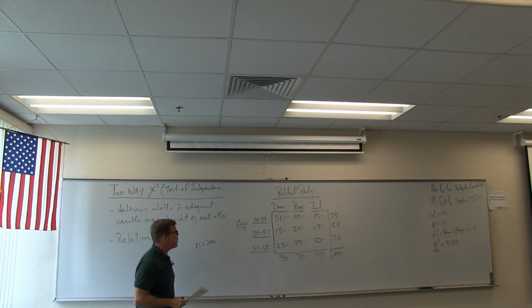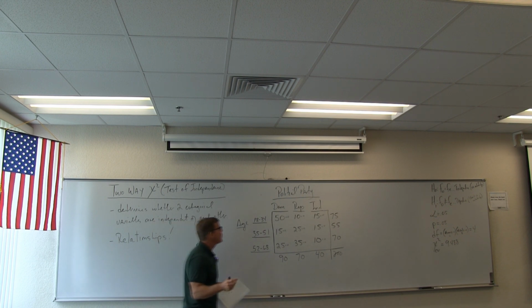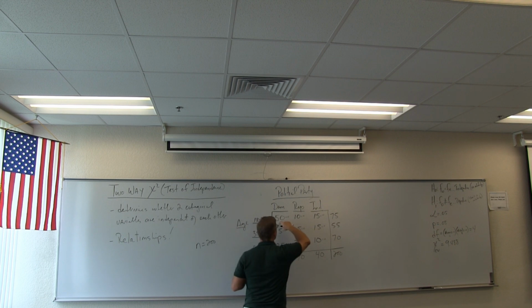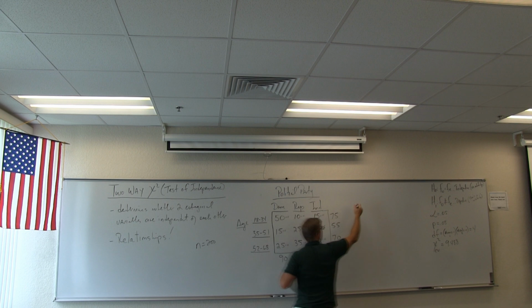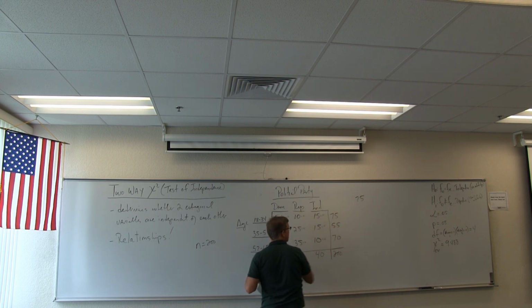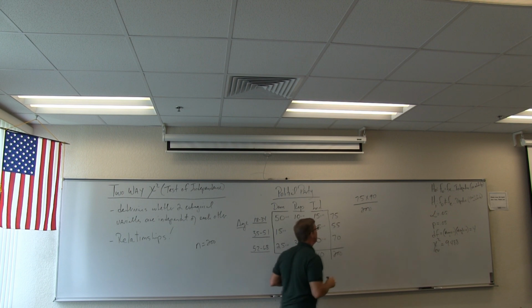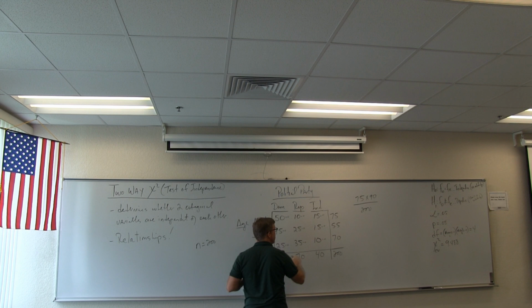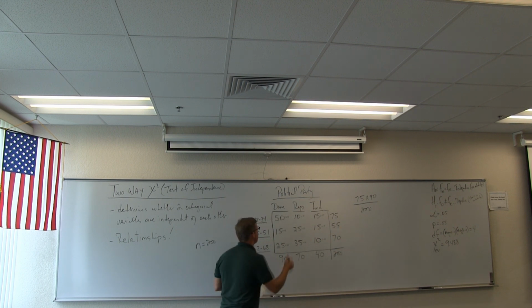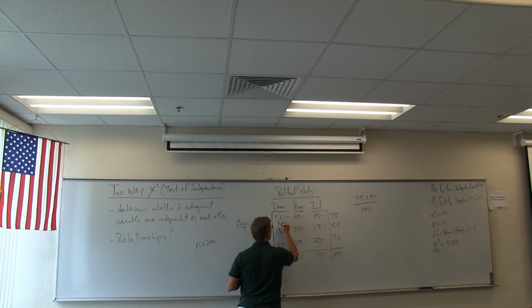Special way of determining expected frequencies. Watch very carefully. And we'll start with this cell right here. Expected frequencies. We go over to this margin, 75, and then down to this margin, 90, multiply those two numbers together and divide by the total. So we go over to the margin, 75 times 90 divided by 200 gives us an expected frequency of 33.75.